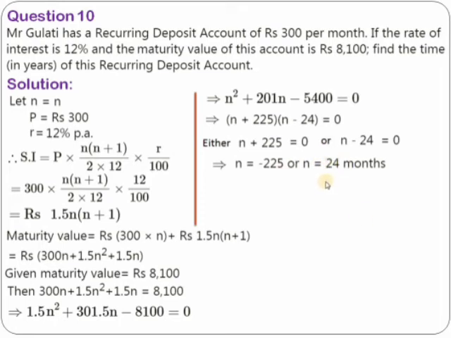Okay. So you need to find your time in years, isn't it? So n equals to 24 months means how many years? It is exactly 2 years. So that's why your answer for this particular question is 2 years. So you may pause the video and note down the solution.